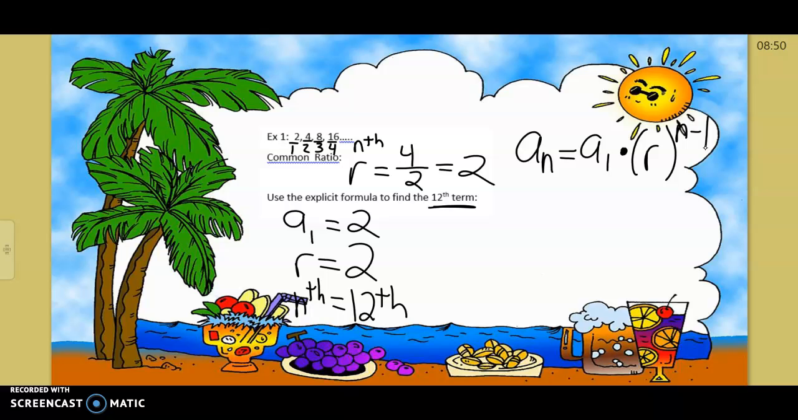Let's substitute all these things in. We're going to try to find the 12th term. We are going to start at 2, the first number. We're going to multiply that by 2, the common ratio, and we're going to do that 12 minus 1. Same argument we had last class. Why minus 1? Why are we going to subtract 12 minus 1? Kylie.